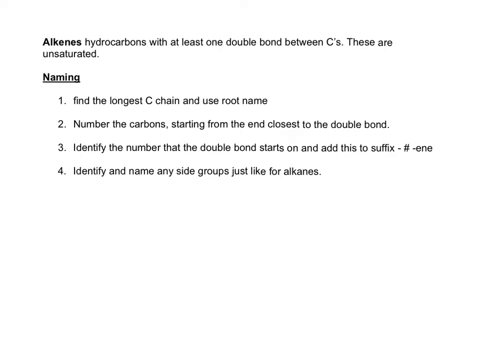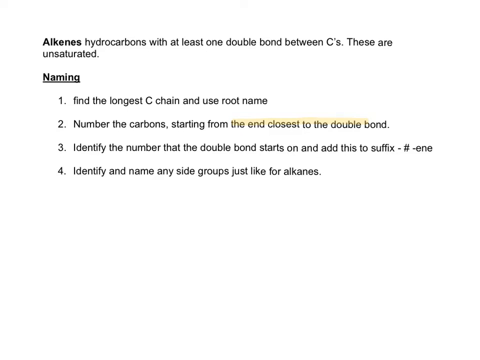Alkenes are hydrocarbons with at least one double bond between the carbons. These are unsaturated. So you find the longest carbon chain and use the root name. Number the carbons starting from the end closest to the double bond. This part's really important. So you've got to have the end closest to the double bond as your starting point.